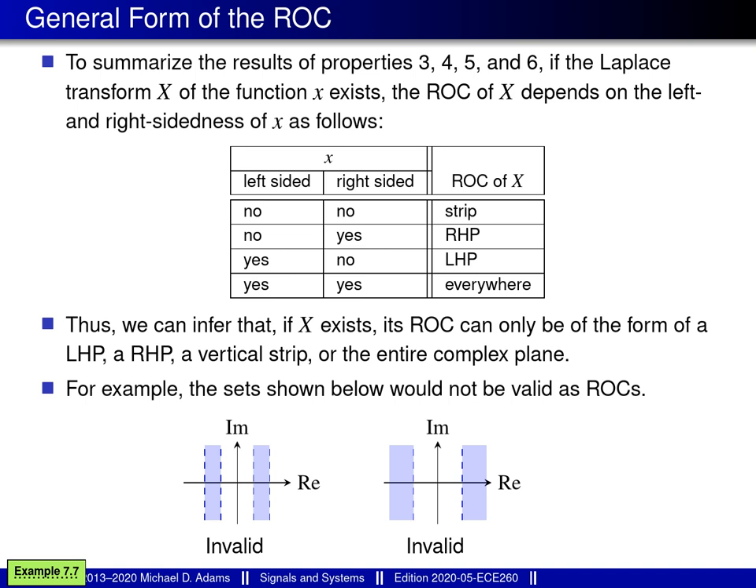Consider, for example, the 2 sets shown in the figures at the bottom of this slide. Neither of these sets constitutes a valid region of convergence. This is due to the fact that neither set is a left half-plane, a right half-plane, a single vertical strip, or the entire complex plane.